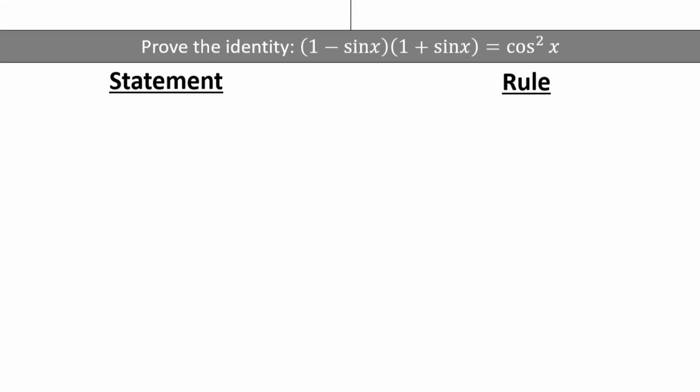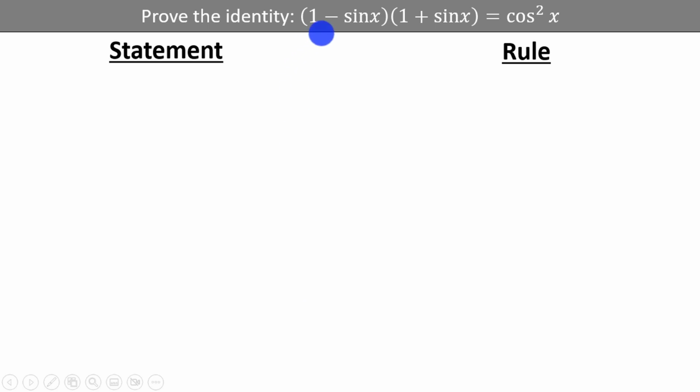Let's try another problem. We are asked to prove the identity 1 minus sine x times 1 plus sine x is equal to cosine squared of x. I recognize the left-hand side of the equation as multiplication by the conjugate. We have two expressions which are exactly the same, with the only difference being the sign in the middle, either minus or plus. If that's the case, when we FOIL those expressions, the two middle terms will cancel.